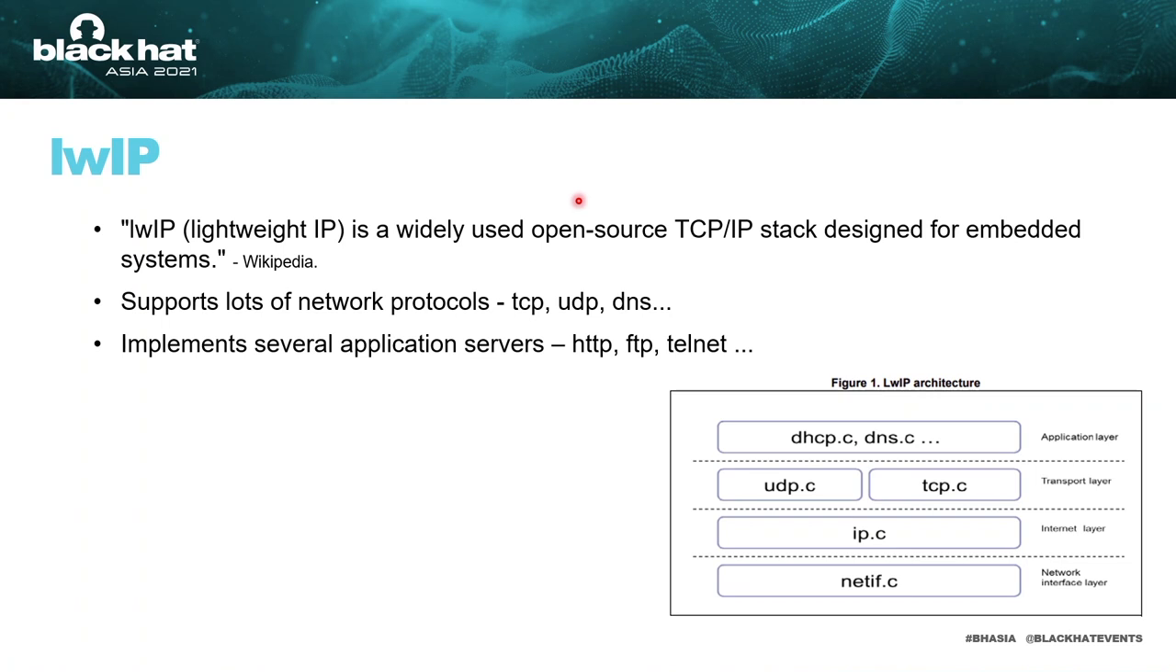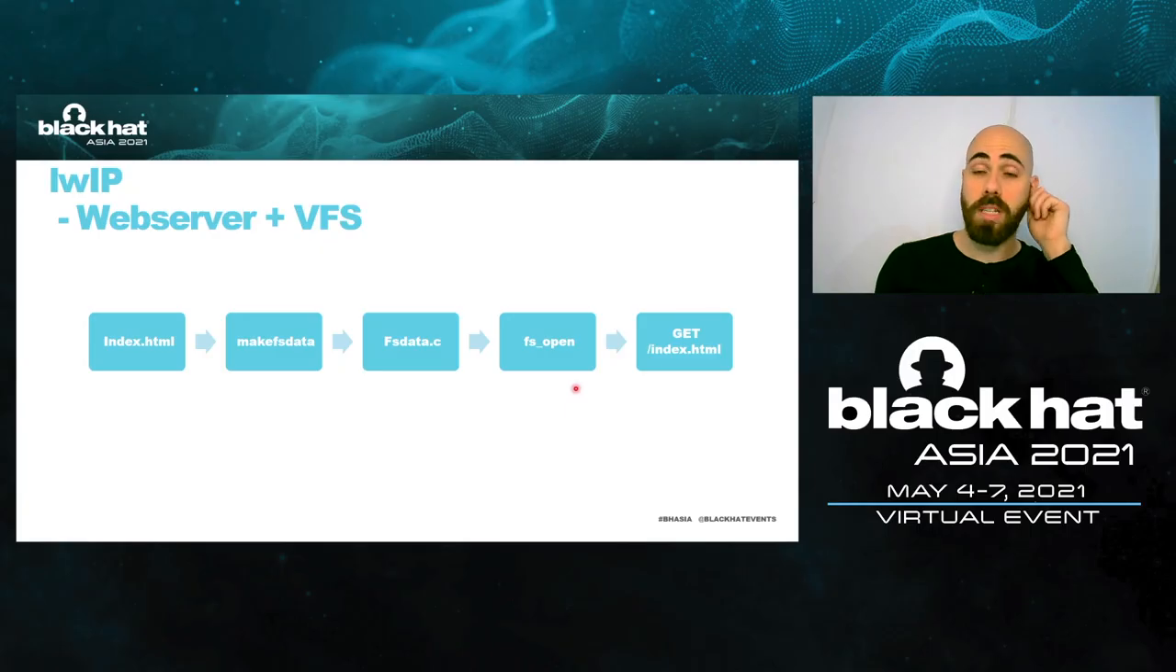So LWIP, as I said, is a pretty popular open source stack. Each vendor has to implement only the network interface, and then we have the IP layer, the TCP, and high level protocols such as DNS and applications like web servers. Specifically, the web server that comes along with LWIP is a pretty nice web server, and it's a static one also.